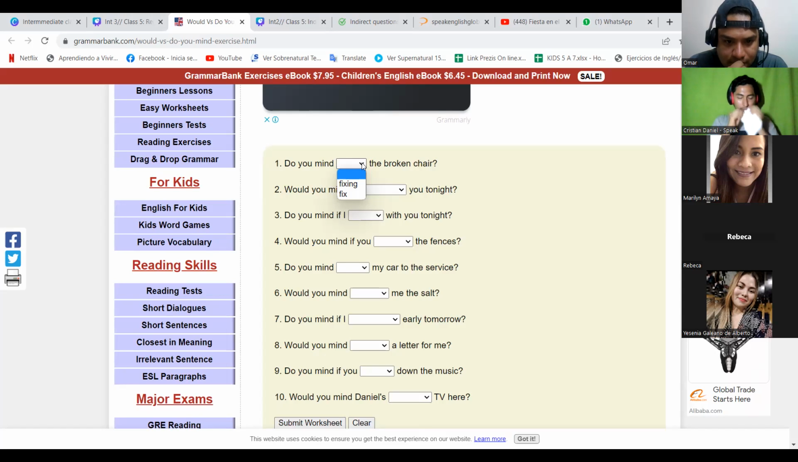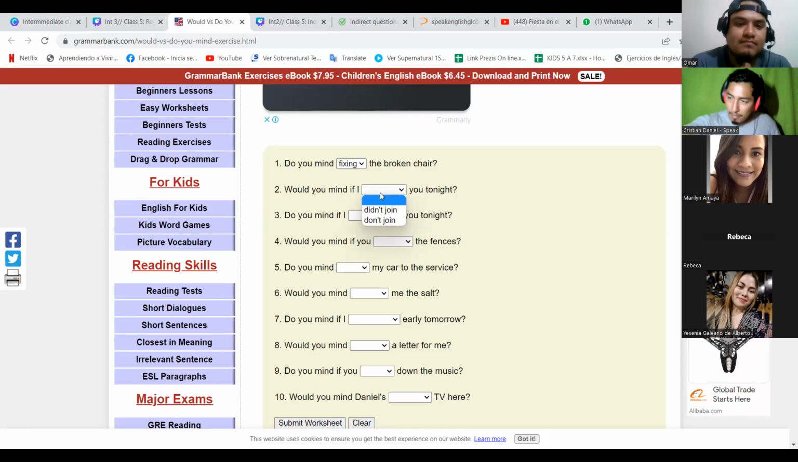Do you mind fixing the broken chair? Okay, thank you. Let's move to Rebecca. Rebecca, what is number 2? Do you mind if I don't join you tonight? Oh my gosh. Okay, thank you.